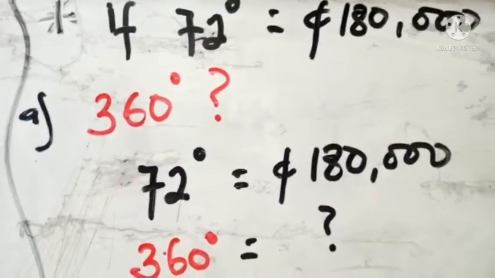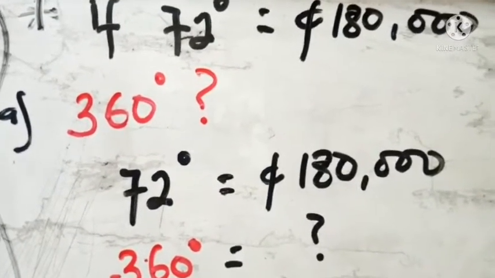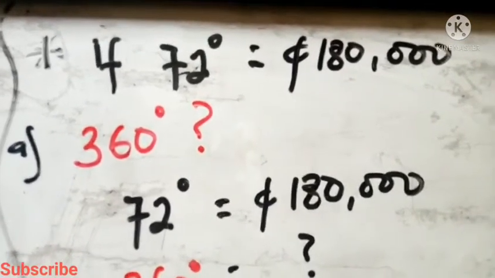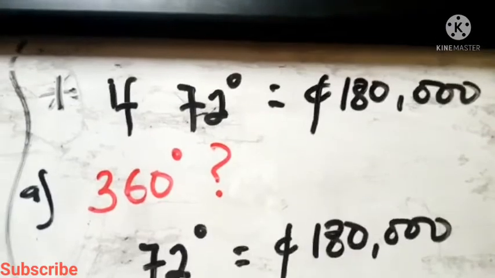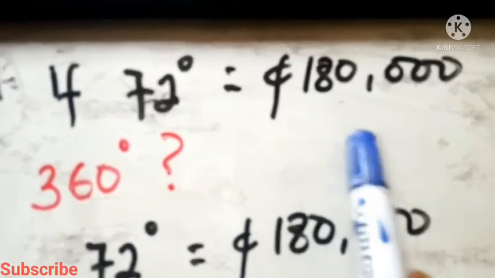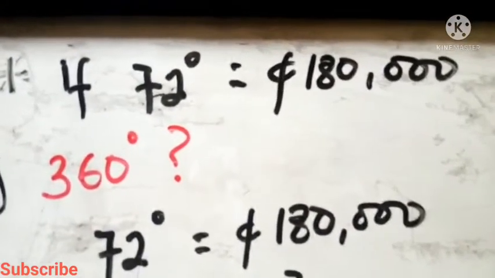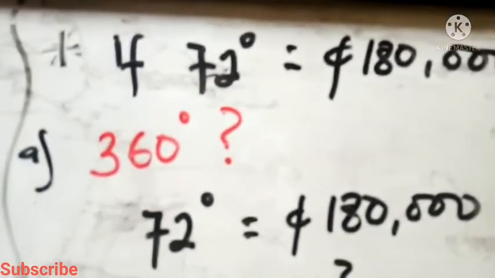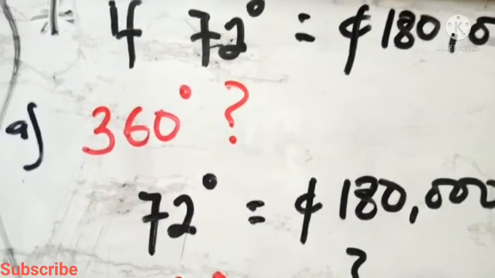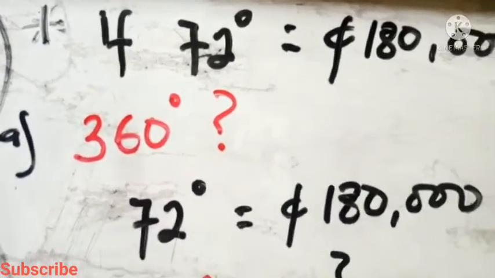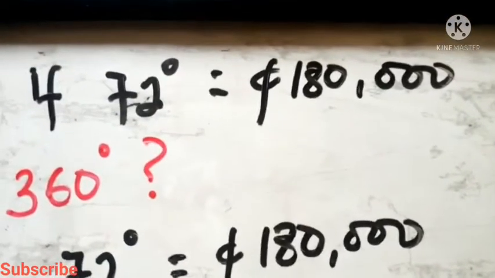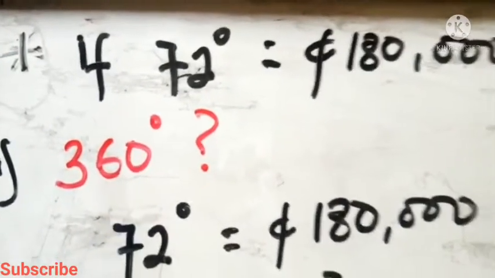Now assuming you spend 180,000 cedis on rent. So let's say you are spending an amount of 180,000 on rent. What does it mean? From the question, you know that 72 degrees of the pie chart is equal to 180,000. Is that okay? So this is what we have. What will be the total amount for the whole 360 degrees? We know that the sum of the pie chart is equivalent to 360 degrees, and you are told that 72 degrees of that is equal to 180,000. So what will this be? That is where you do the calculation.